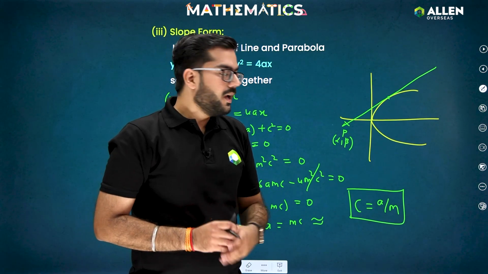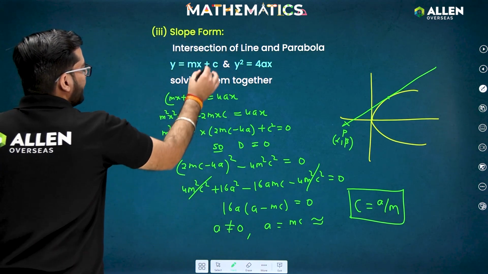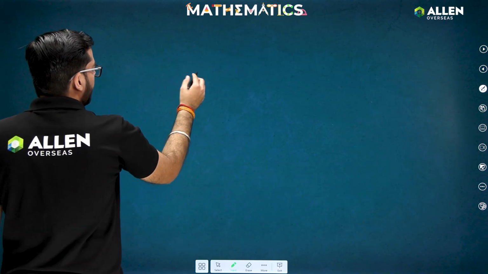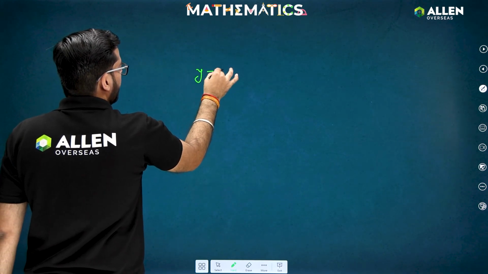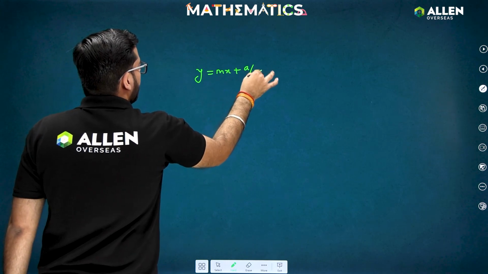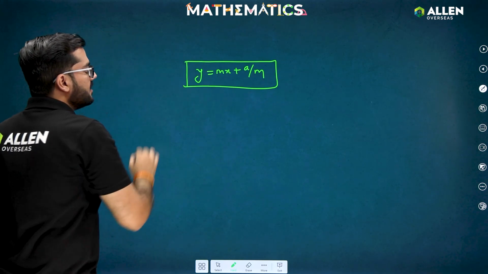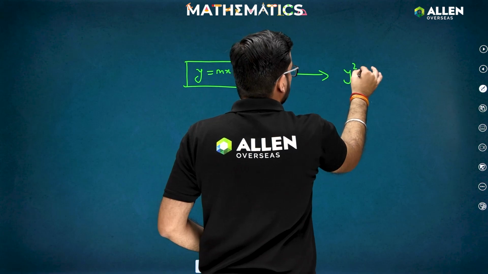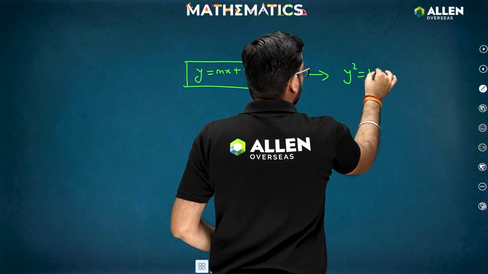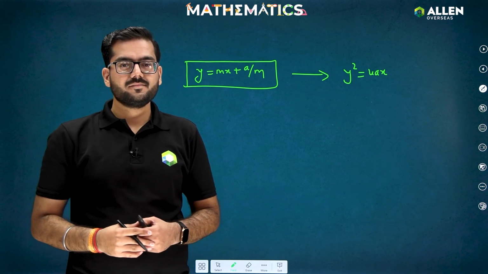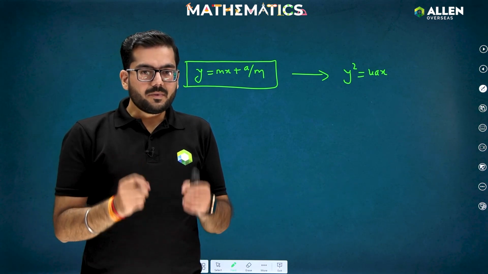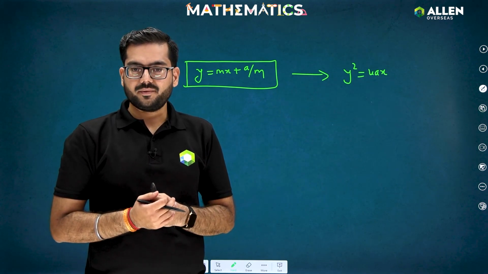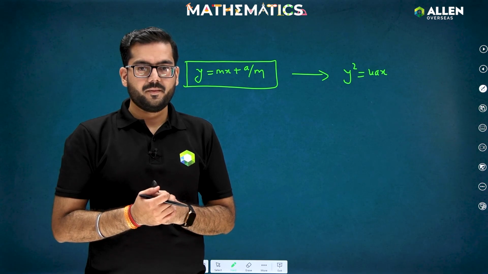Simple thing, right? Now c is equal to a upon m, you can simply replace this c with a upon m. Then you will get y is equal to mx plus a upon m, which is the equation of tangent in slope form for y square is equal to 4ax. This is for y square is equal to 4ax. Similarly, you can apply the same concept for the remaining 3 parabolas. You will get 3 different equations, which is quite easy, right?